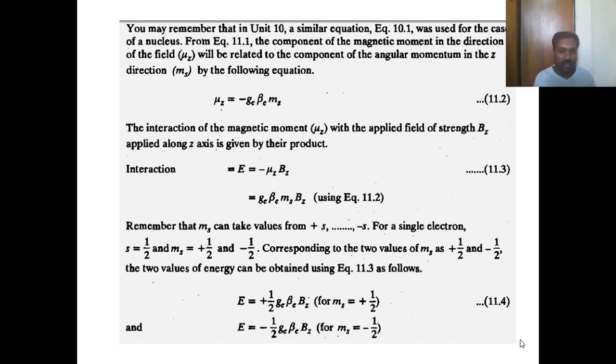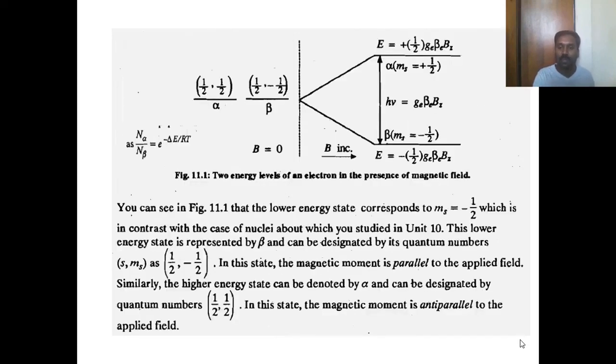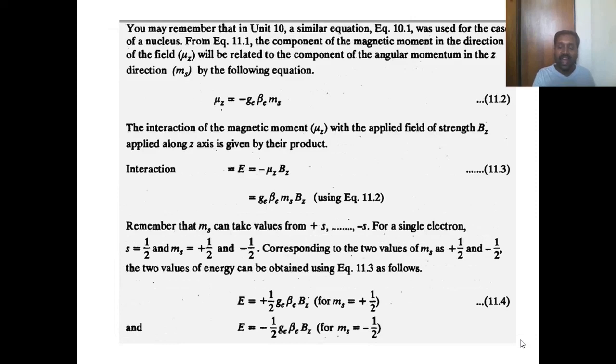Now, what are the values possible for m_s? As we know, for an s equal to half system, which we are considering, plus half and minus half are possible. If you substitute those two values in equation 11.2, you get two different energies. One is plus half g_e beta_e Bz, the other minus half g_e beta_e Bz. So we now have two energies for the same electron, which are different in their quantities.